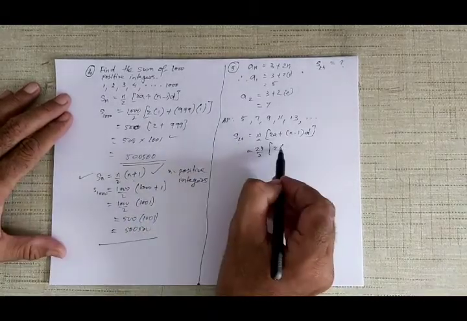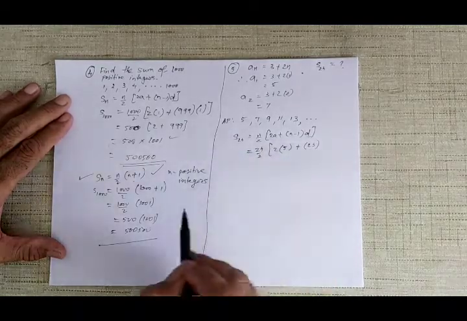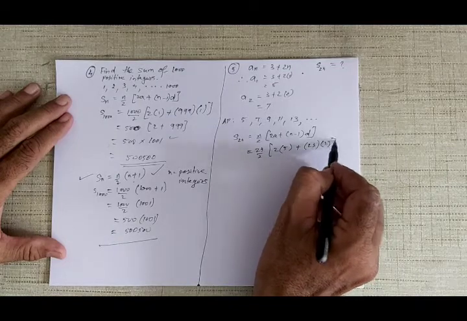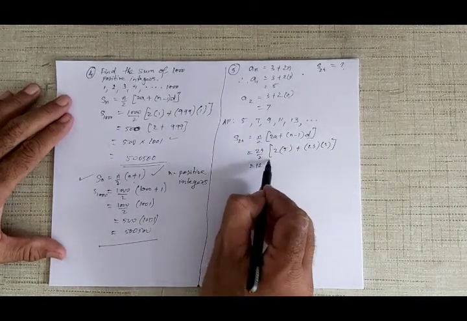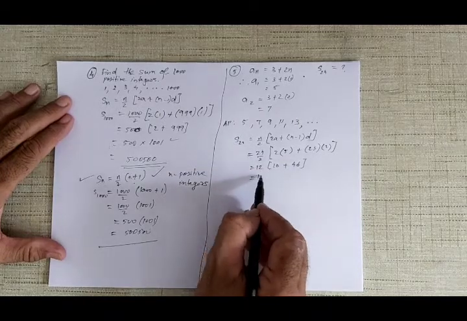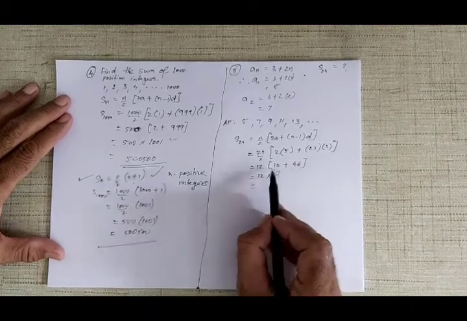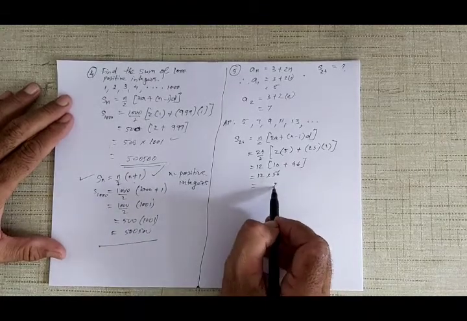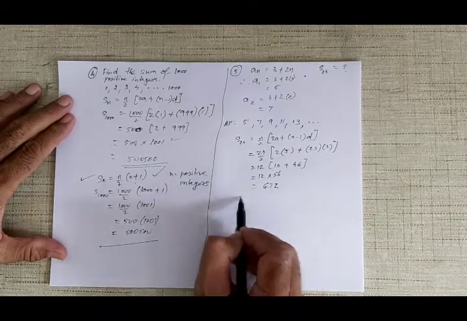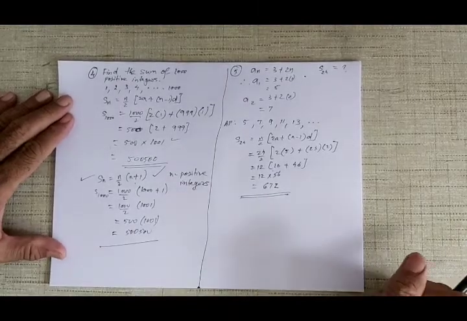फर्स्ट टर्म कितना था? First term तो 5 है. 24 मतलब 24 minus 1, 23 और D की value 2 है. सो 12, 10, 46. 46 plus 10, 56. Okay. 12 6 are 72. 12 5 are 60 and 7, 67. 672. This is the sum of the first 24 terms.